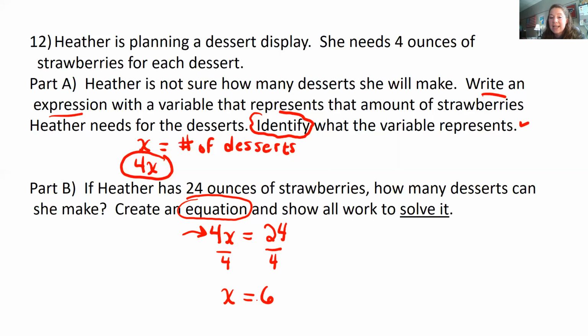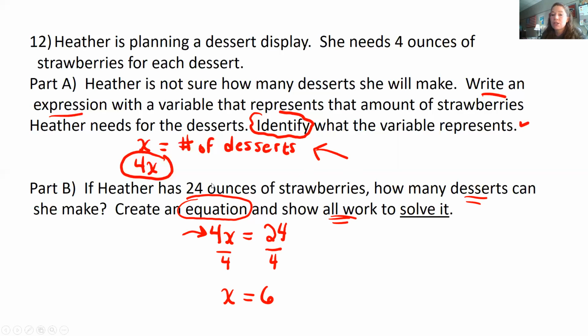And what does x represent? Well, we wrote it right there, didn't we? X represents the number of desserts she'll make. And that is the question. How many desserts can she make? And the answer is 6. Okay? So I wrote my equation, I showed my work, and I solved it. I've done everything that Part B and Part A asked me for.